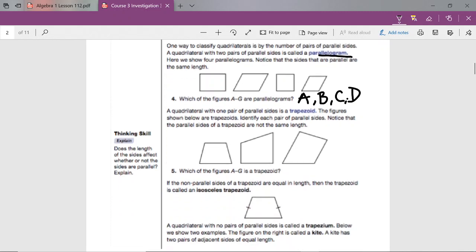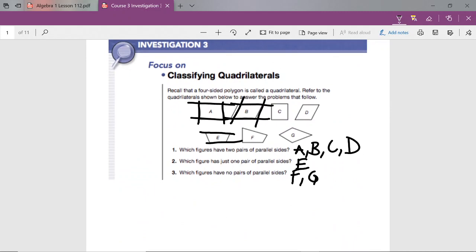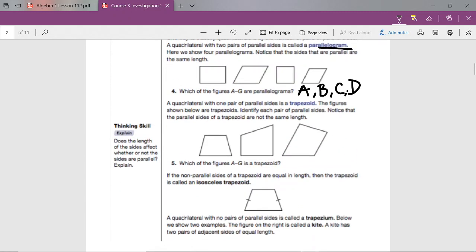Now, which ones are trapezoids? Well, that's quadrilaterals with just one pair of parallel sides. The figures shown below are trapezoids. Identify each pair of parallel sides. Notice that the parallel sides of a trapezoid are not the same length. Well, in our original figures A through G, which ones did we find has just one pair of parallel sides? Well, we said that E just has one pair of parallel sides. That's all we have. So E is actually a trapezoid.